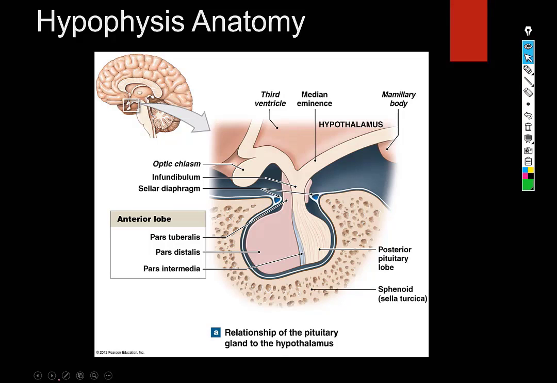Okay, so anatomy of the hypophysis, which is another way to say the pituitary gland. Let's write that down. AKA pituitary. To do this, I'm going to tell you a little story, and that is how the hypothalamus and pituitary talk to each other, but more importantly, how they came to be. To go over this, let's go to Blackboard.